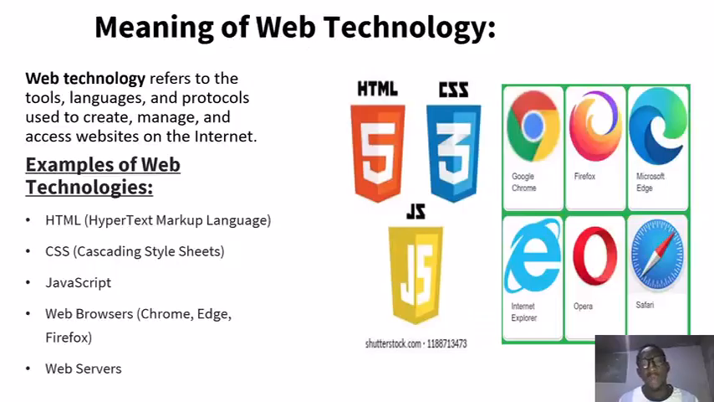Meaning of web technology. Web technology refers to the tools, languages, and protocols used to create, manage, and access websites on the internet. Let's move on to some examples of web technology. One, we have HTML, that is Hypertext Markup Language. We have CSS, that is Cascading Style Sheets. We have JavaScript. We have web browsers like Chrome, Microsoft Edge, Internet Explorer, Opera Mini, Safari. All these are under web browser. And we have web server.